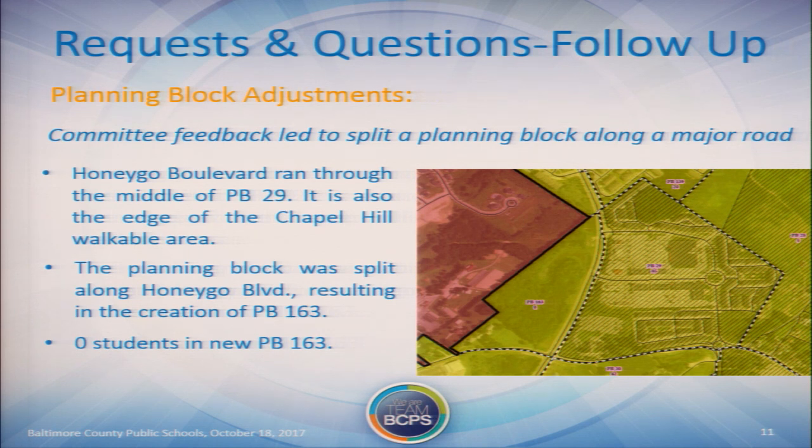And this is planning block 163 now, and it's been cut off, so that the walk area around Chapel Hill is its own planning block now. And there are some other areas east of that that also appear to be walkable. But this is one adjustment that was made just to align planning blocks with geography per the considerations.